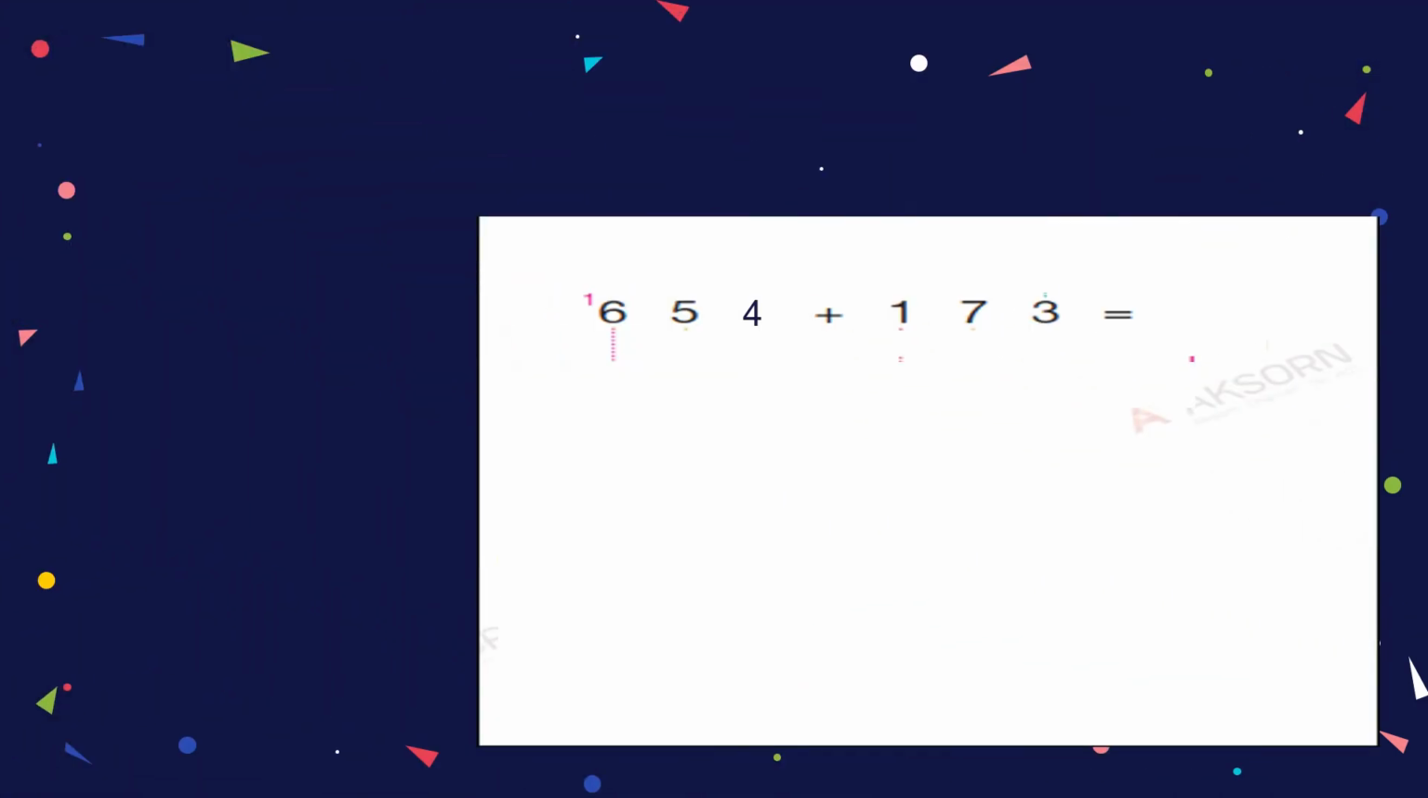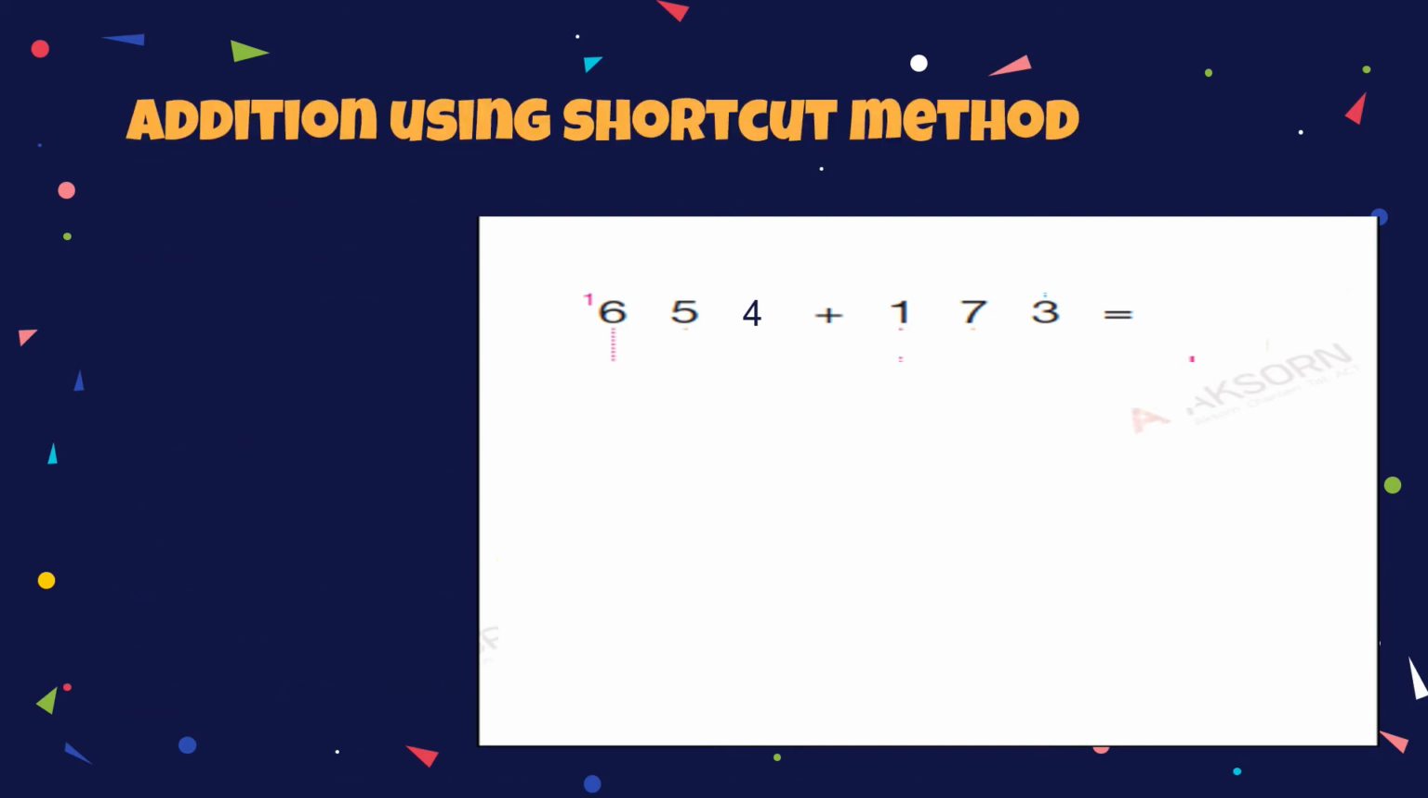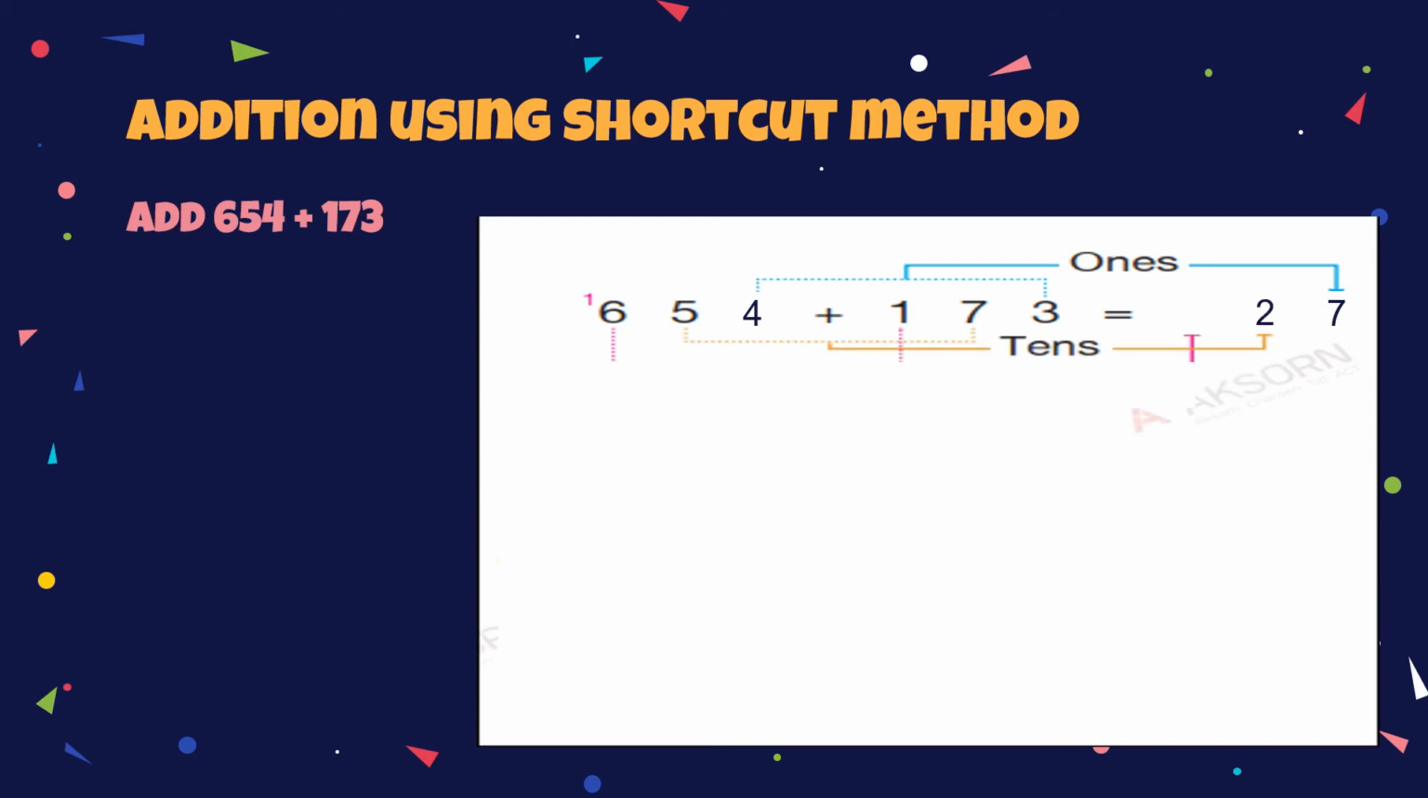Let's have another example on how to use the shortcut method. But in this method, we're going to add in a horizontal way. So we have 654 plus 173. So the first step is we're going to add the ones. So 4 plus 3 is equal to 7. Then the second step is we're going to add the tens. So we have 5 plus 7 is equal to 12.